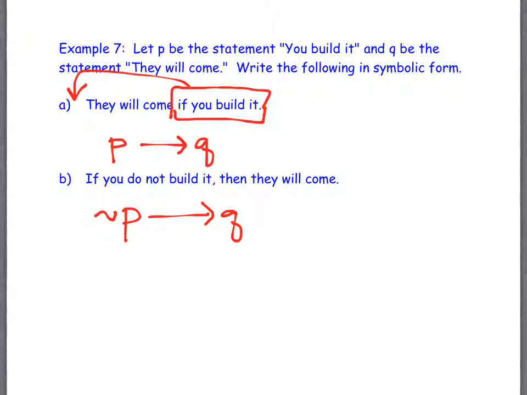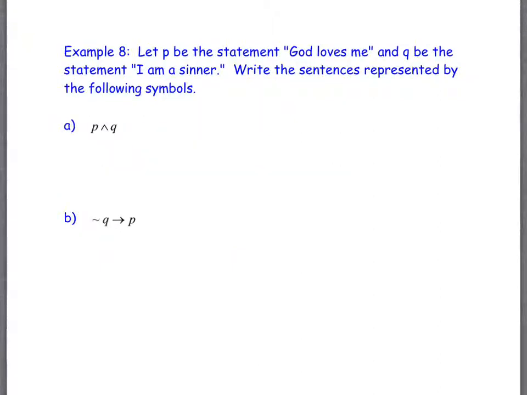Okay, we're going to do the next one exactly the opposite. These are the statements. P is the statement, God loves me. And Q is the statement, I am a sinner. They're statements that are both true, right? I hope you believe that. They are. All right, so the first one actually gives us symbols P, and I have this upside down V, and then I've got the Q. So what does P stand for?